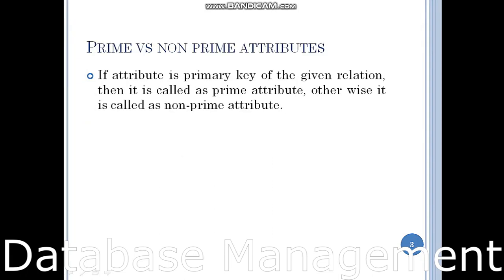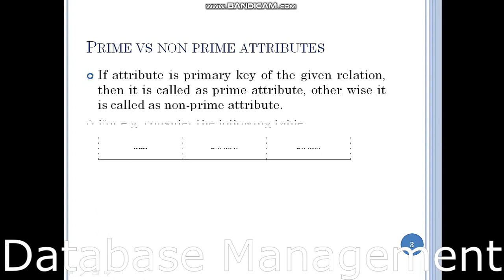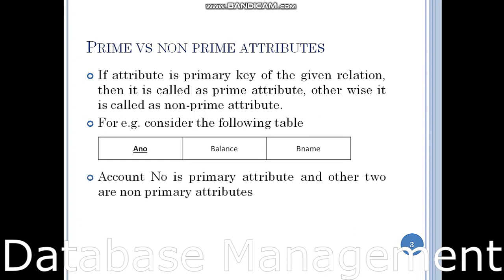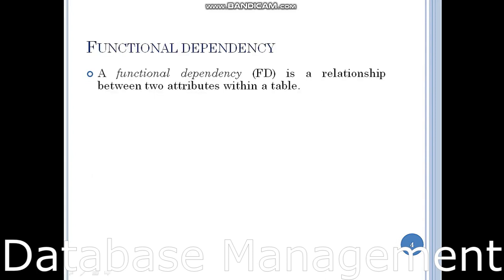Prime versus non-prime attribute. If an attribute is a primary key of the given relation, then it is called a prime attribute, otherwise it is called a non-prime attribute. For example, consider the following table with three attributes: account number, balance and branch name. Account number is the primary key, so it is the prime attribute, and the other two attributes, that is balance and branch name, are non-prime attributes.